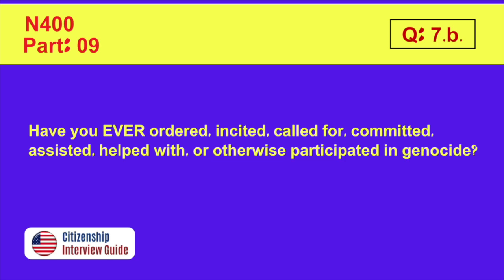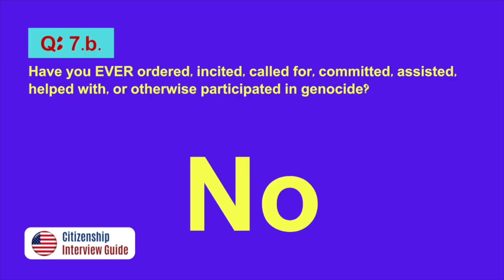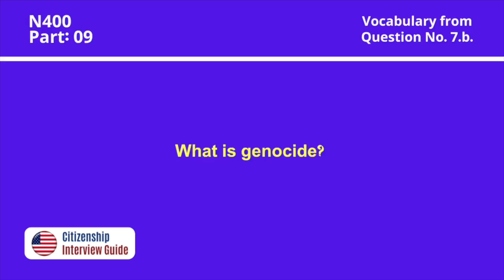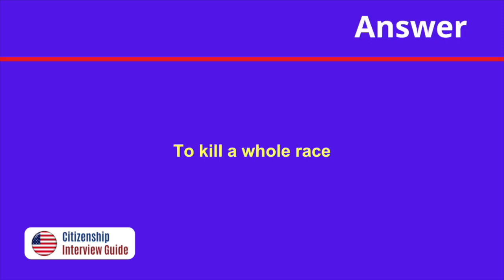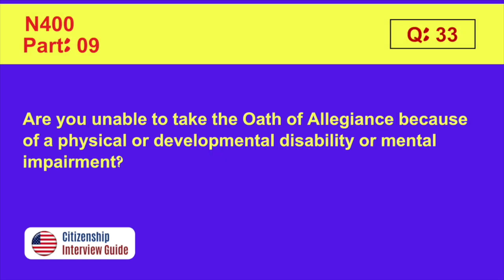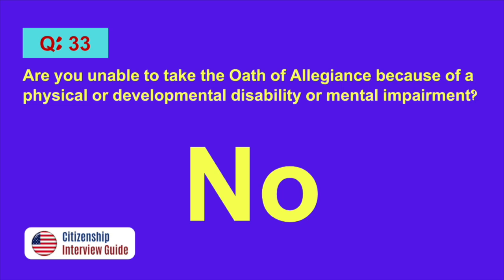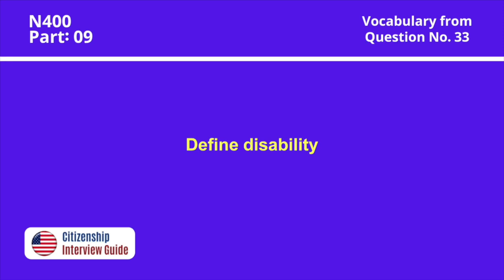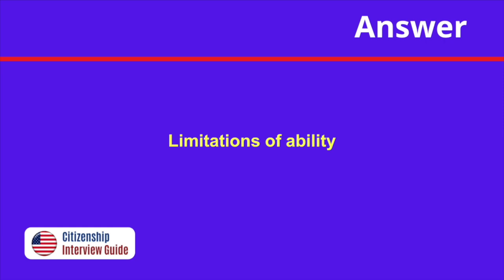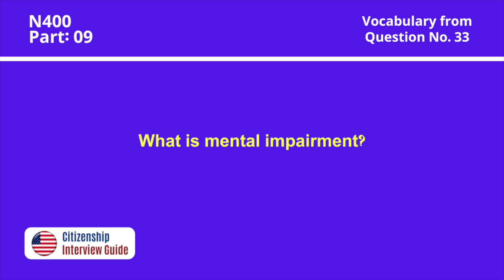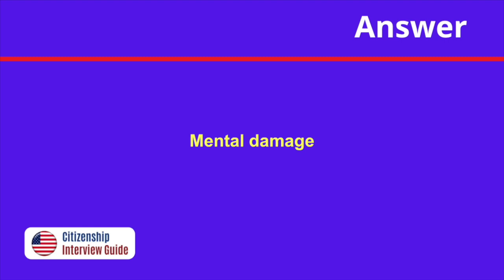Have you ever ordered, incited, called for, committed, assisted, helped with, or otherwise participated in genocide? No. What is genocide? To kill a whole race. Are you unable to take the oath of allegiance because of a physical or developmental disability or mental impairment? No. Define disability. Limitations of ability. What is mental impairment? Mental damage.